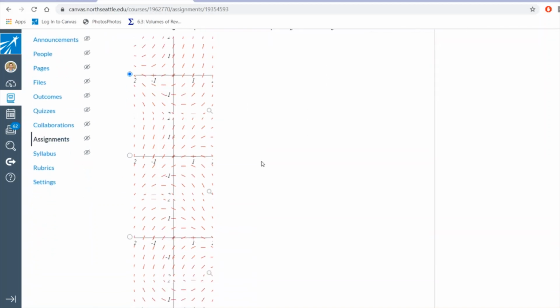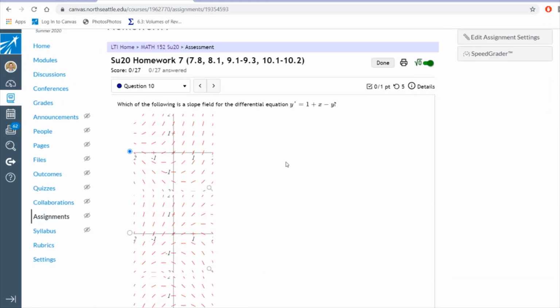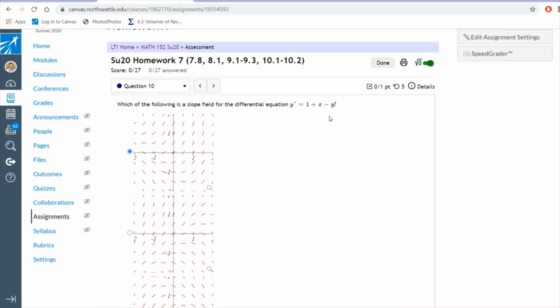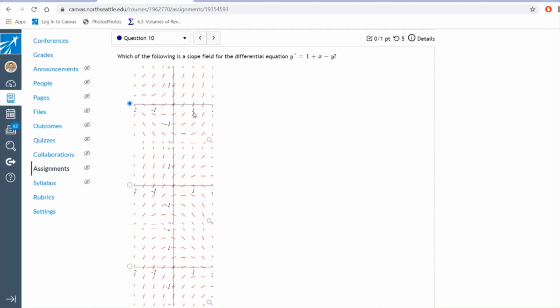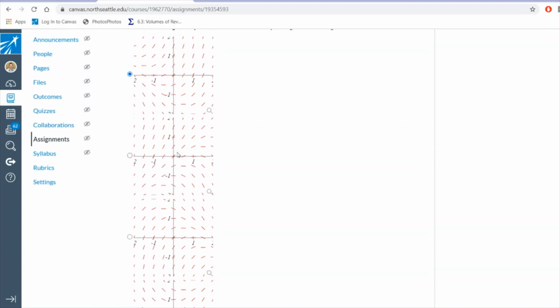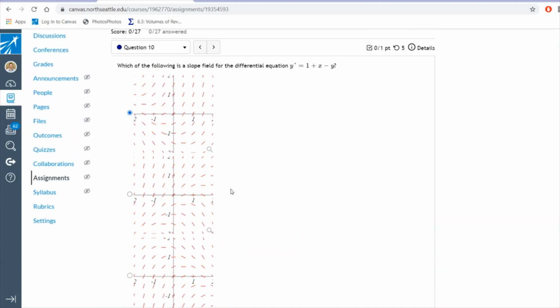So how can you tackle this question? I would start with an easy point. For example, you could start with the point (0, 0). When x is 0 and y is 0, you get y prime equals 1 plus 0 minus 0, so y prime should be 1. You could then look through these 4 options and see whether all of them have a slope of 1 at the origin. And these actually all do. All of these pictures look like they have a slope of about 1 at the origin.